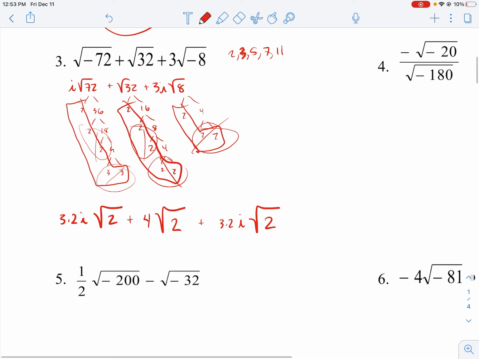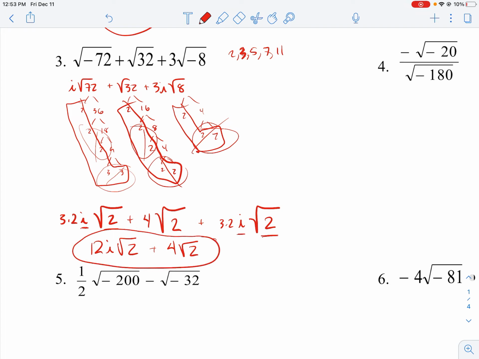All right, so 3 times 2 is 6i. Over here we got a 6i. 6i plus 6i is 12i square root 2. Remember, we need both of those in order to add those. I need that i value, and I need that same thing underneath the radical. So unfortunately, even though we got the same thing underneath the radical, we don't have an i value with that 4 square root 2. So therefore, our answer is just left as is.